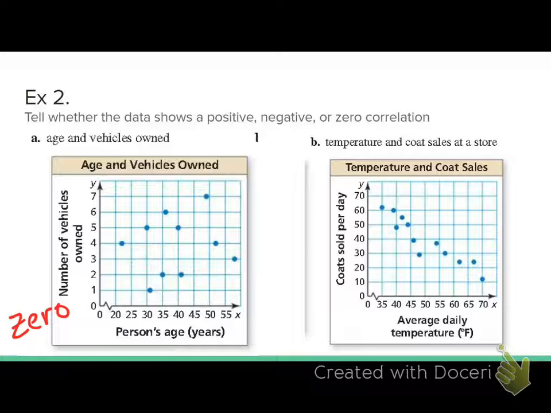All right, our second graph shows temperature and coat sales at a store. What do we think? Negative. Anybody think anything different? I would agree with a negative correlation, which should make sense. As temperature goes up, coat sales go down. So yes, that would be a negative correlation. Questions, concerns?